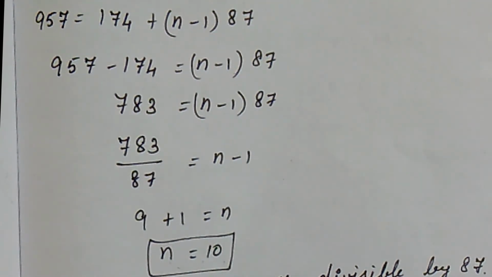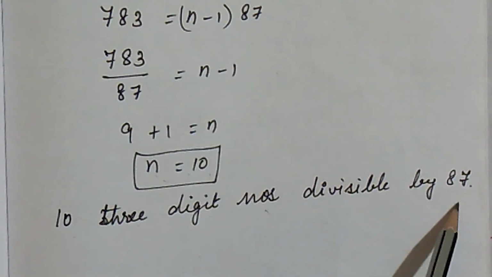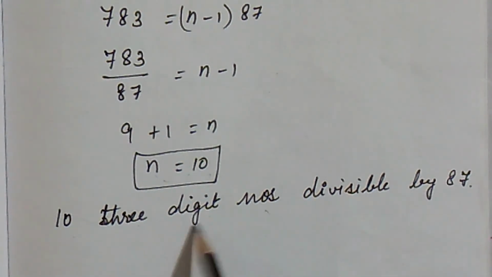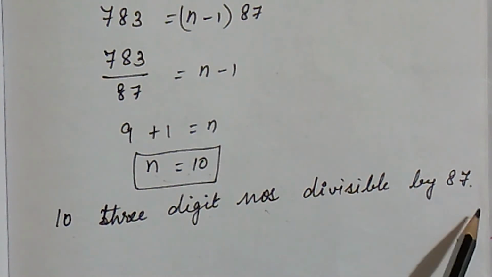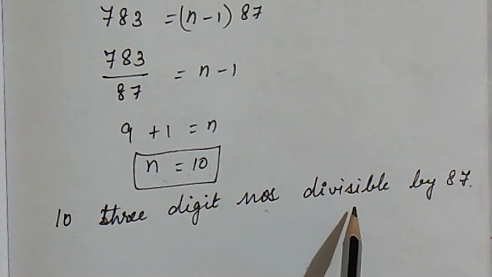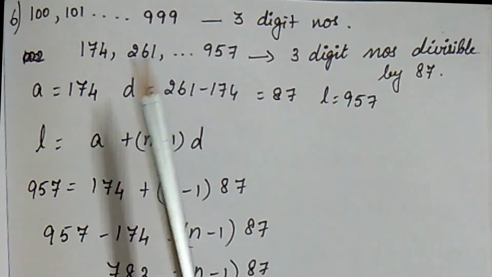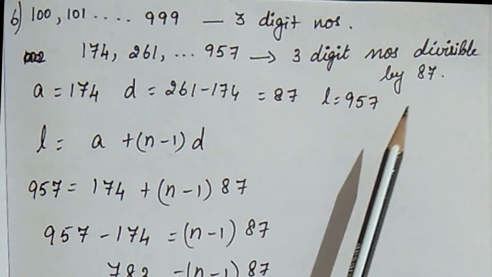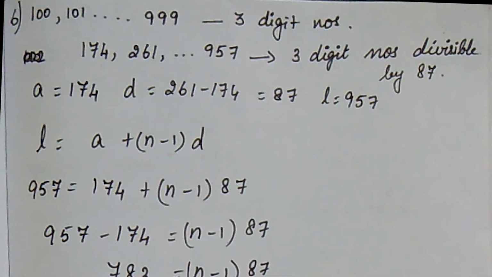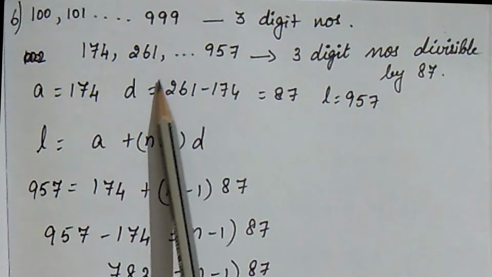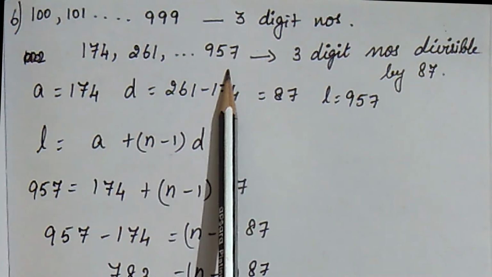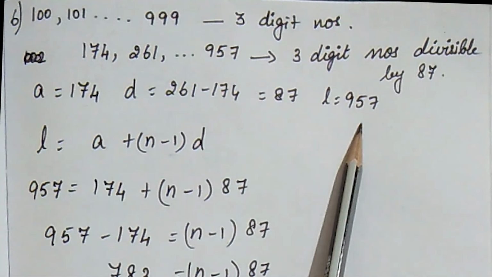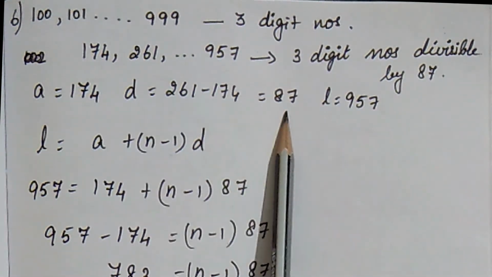So there are 10 3-digit numbers divisible by 87. First it is important to find the AP. You have to get 3-digit numbers and they should be divisible by 87. So 174, 261 and the last one is 957. So first term you take 174 and the last term 957 and the common difference is 87.